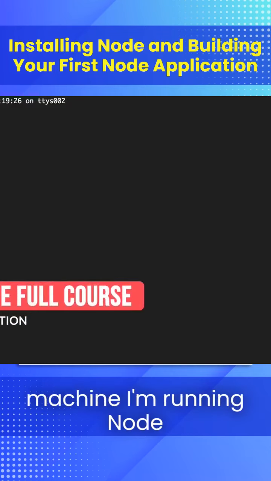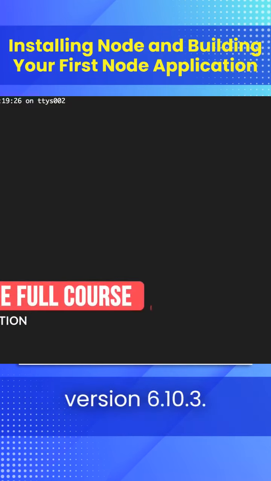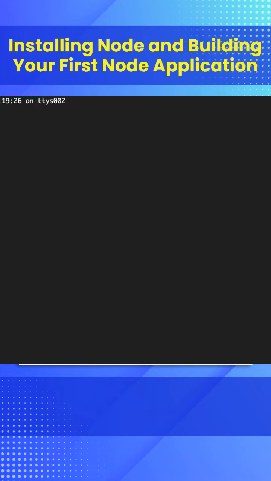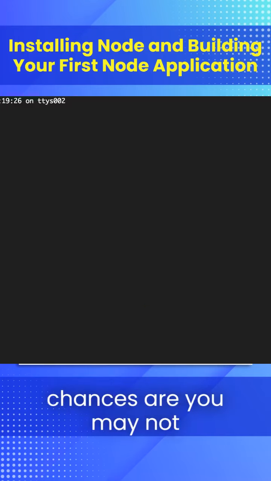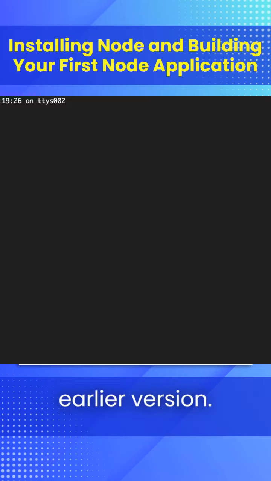You can see on this machine, I'm running Node version 6.10.3. This is an earlier version of Node. The latest stable version is version 8. Now, on your machine, chances are you may not have Node or you might have an earlier version. Either way, I want you to install the latest version of Node.